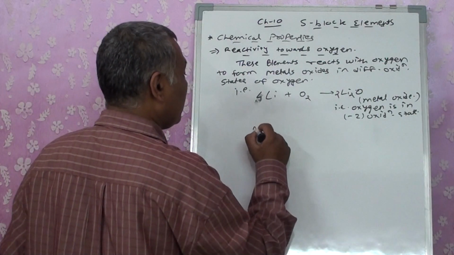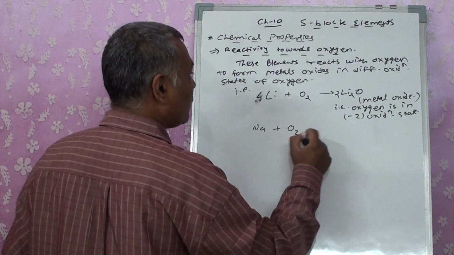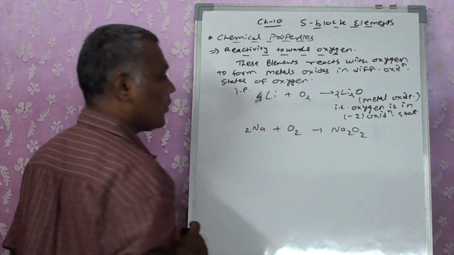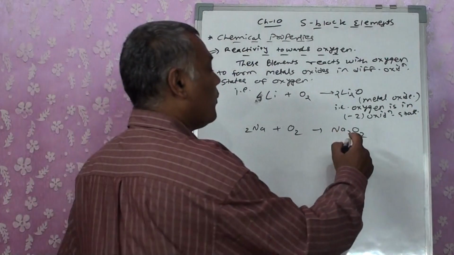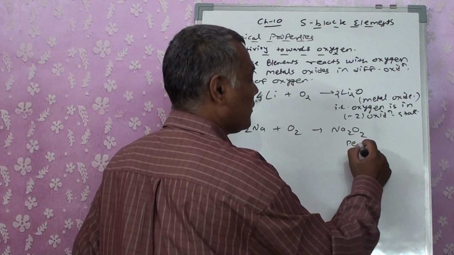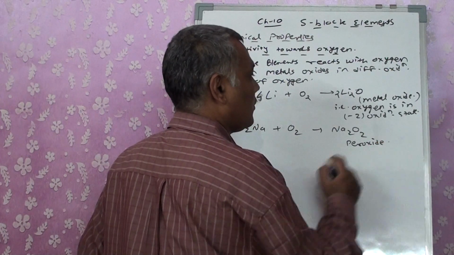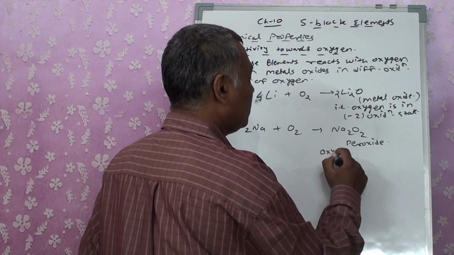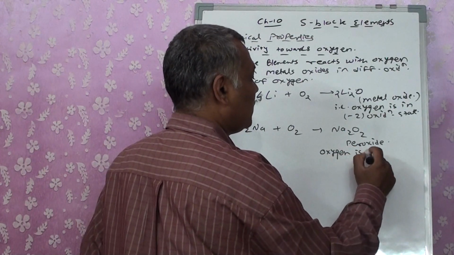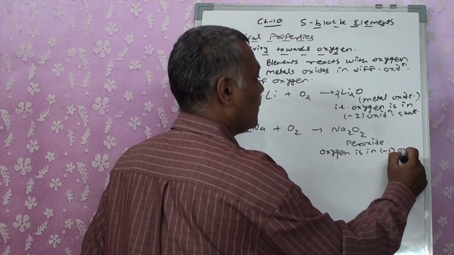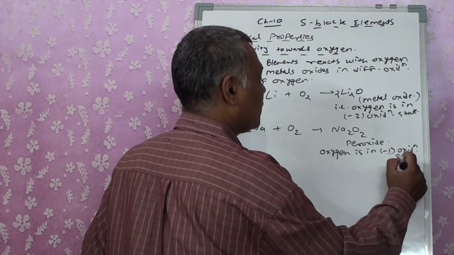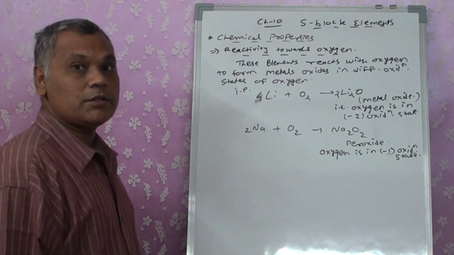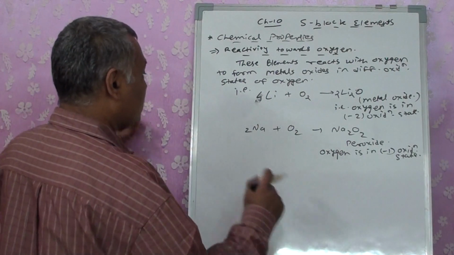Similarly, when I take sodium, sodium reacts with oxygen to form Na2O2. That means here it is forming a peroxide. That means oxygen is in the -1 oxidation state. It's in the form of peroxide. That is, oxygen is in a -1 oxidation state.